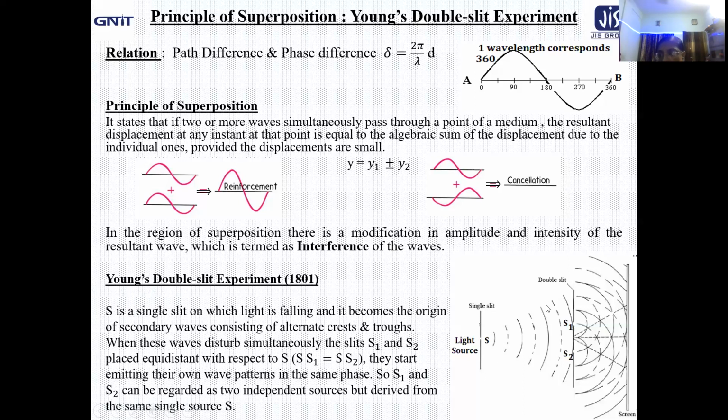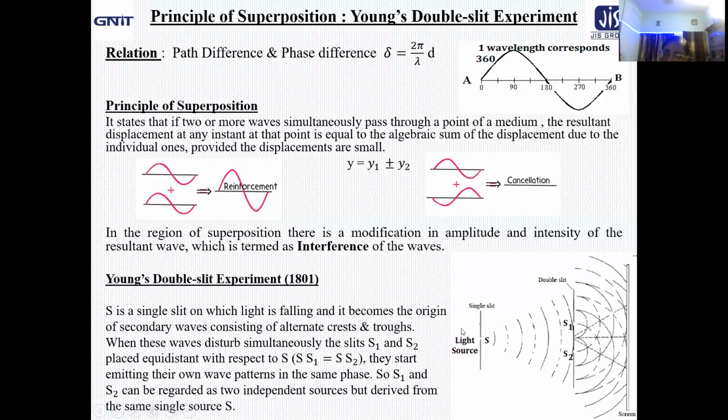Basically, three cardboards are taken here. They are placed parallel to each other with some separation in between them. In cardboard 1, a single slit S is kept. In cardboard 2, two similar slits S1 and S2 are placed so that their separations with respect to S are the same. That means SS1 equals SS2. And the third cardboard is used as a screen.